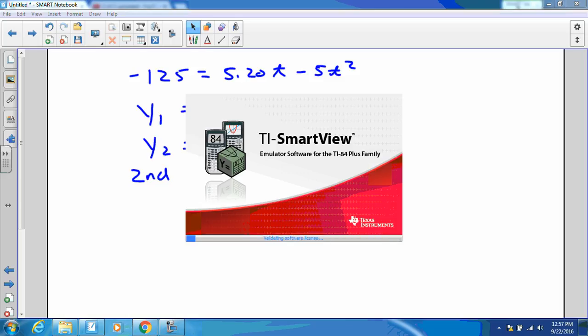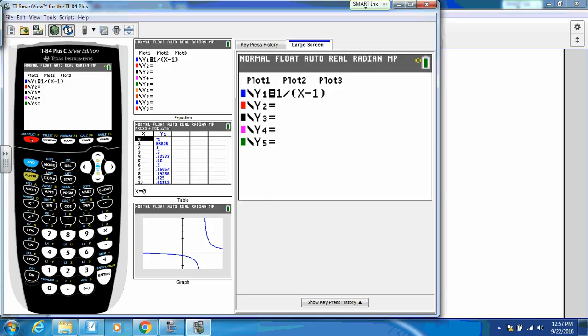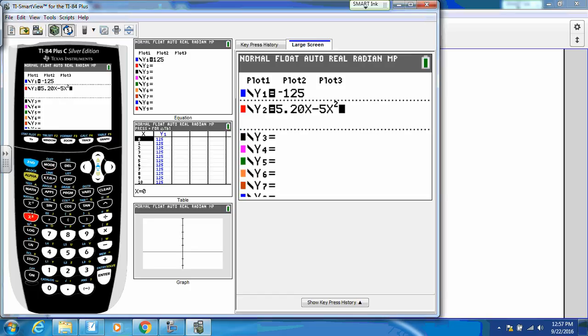I am going to let y1 equal the left-hand side of this equation, which is negative 125, and I'm going to let y2 equal the right-hand side of that equation. Oh, somehow my negative sign didn't happen. Try again. There we go, which is 5.20. The calculator doesn't know any variable other than x, so I'm going to write that as 5.20x minus 5x squared.